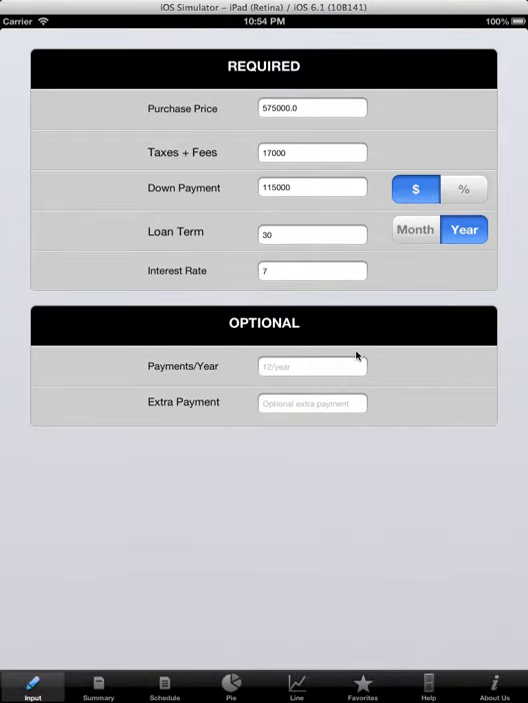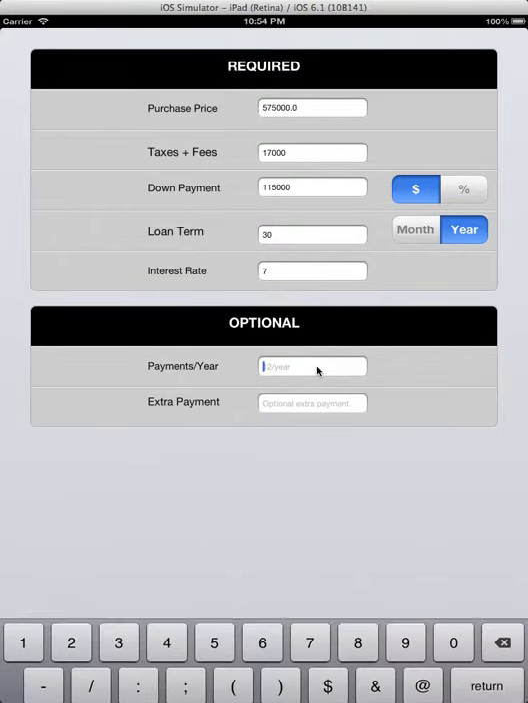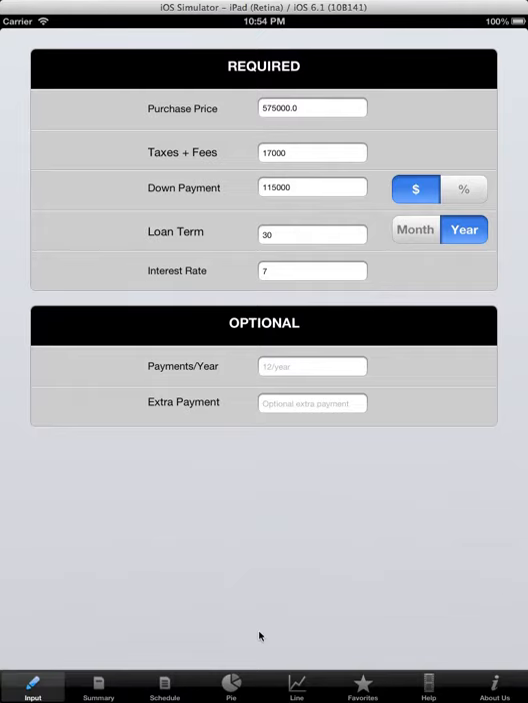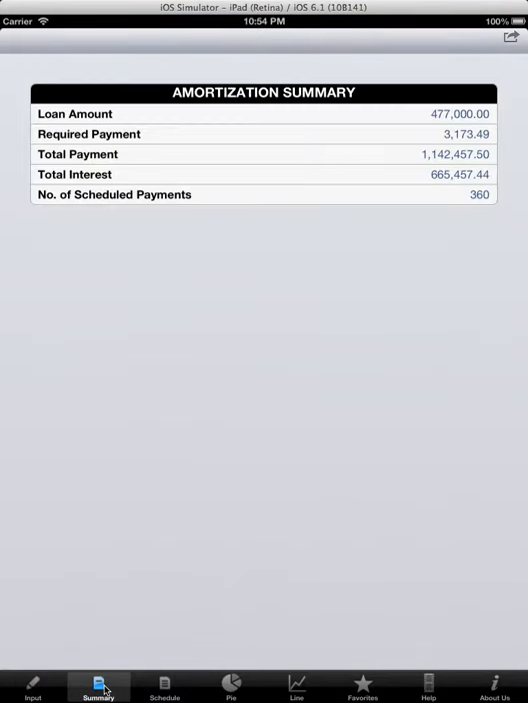In case you are making more than 12 payments per year or making more than one payment per month, you can actually enter that. You can also enter, say, optional payments, extra payments. So now after you enter it, you go to summary, you will see the loan amount, payment required per month, total payment, total interest, and number of scheduled payments.